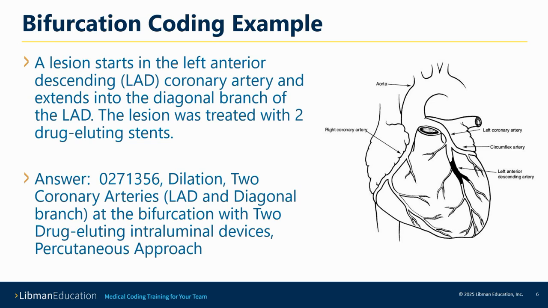0271356. The code tells us that this is dilation of 2 coronary arteries at the bifurcation with 2 drug-eluting intraluminal devices, and this is a percutaneous procedure. All of the information about this procedure is captured in one code.